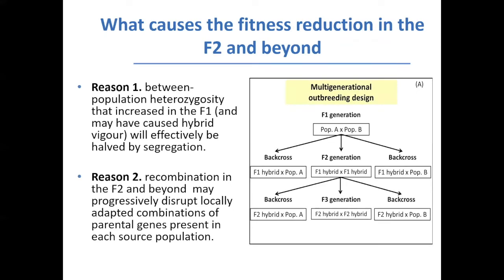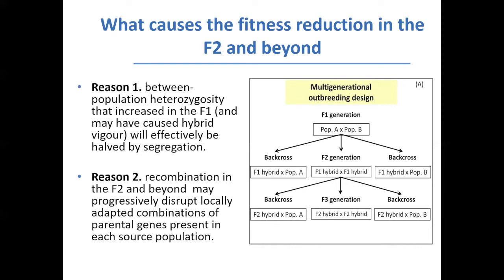What causes the reduction in fitness in the second generation, the F2 generation and beyond? There are two reasons. The first reason is that between population heterozygosity that increased in F1, the first generation, and may have actually caused some hybrid vigour being observed, will effectively be halved by the process of segregation into the second generation. The second reason is that recombination that occurs in the F2 generation and beyond may progressively disrupt locally adapted combinations of parental genes that are present in each of the source populations.